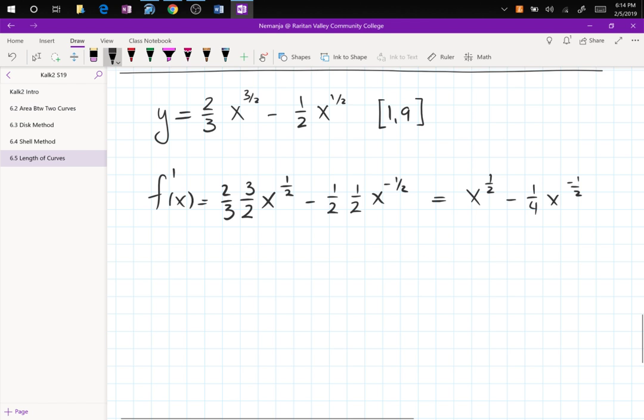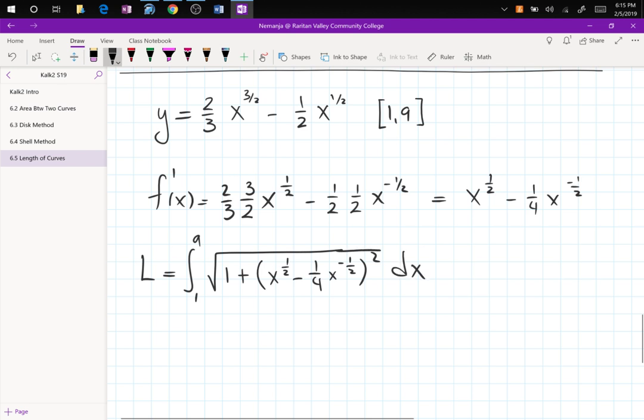Okay, let's take a look at this problem together. So we have the derivative already. We say that the length of the curve is going to be from 1 to 9, square root of 1 plus x to the 1/2 minus 1/4 x to the negative 1/2, squared, dx.